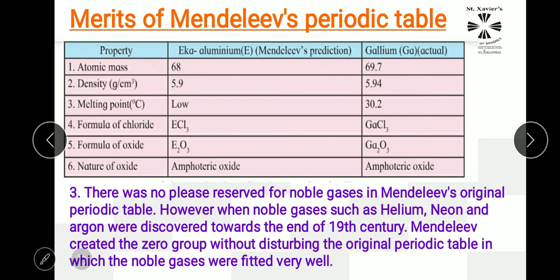Here, students, a table is there of two. Eka aluminium was the predicted name, and here are the predicted properties, students. At the same time, when the element was discovered, it was named as gallium, and properties are here as follows, students. Now when you see here, it was predicted by him as 68, and it is 69.7. So here atomic mass is approximately the same, students. There is only a difference of 1.7, which we can consider small, because at that time the element was not discovered, and still he predicted the mass, and it is quite near to the real atomic mass, students.